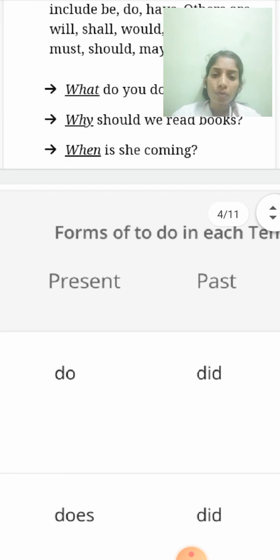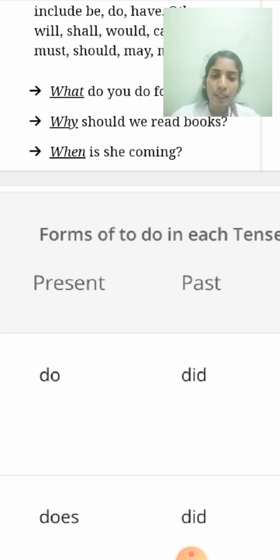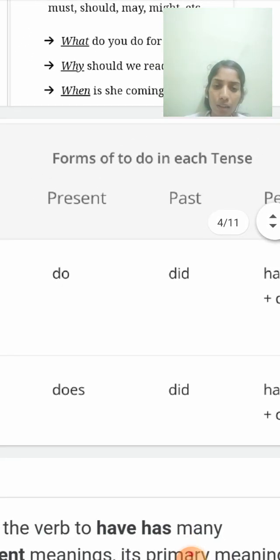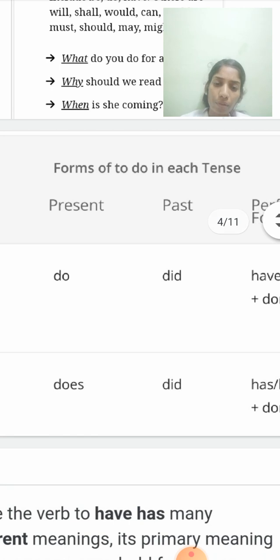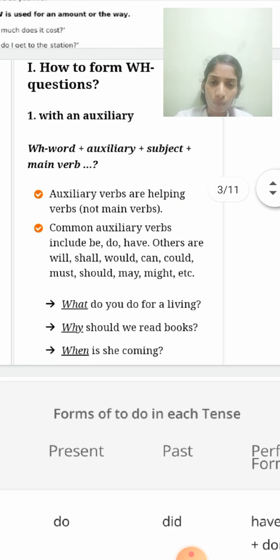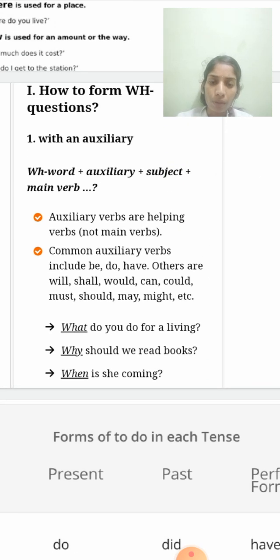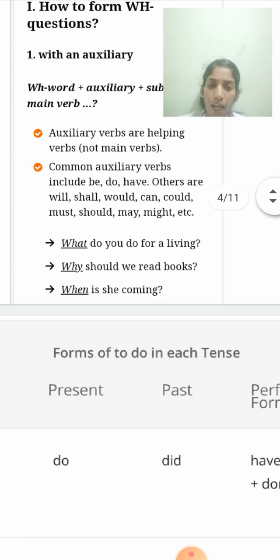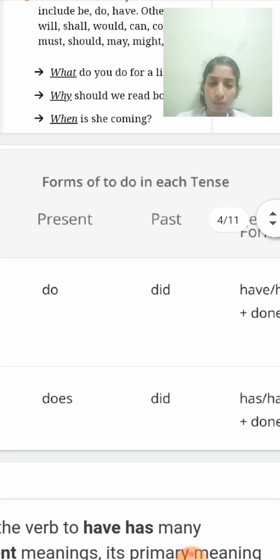So before using it, we should know the tense forms of do in each tense. We have already seen do, does. Here is the do form. Be forms are be, is, was, were, like that. And do forms are do, did, done, like that. And have forms are have, has, had, like that. We will see the following words.